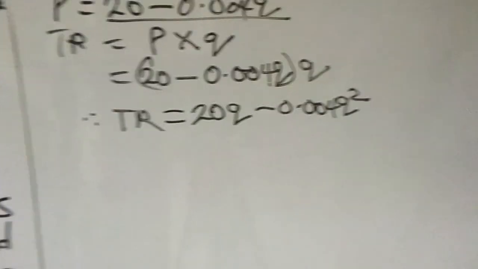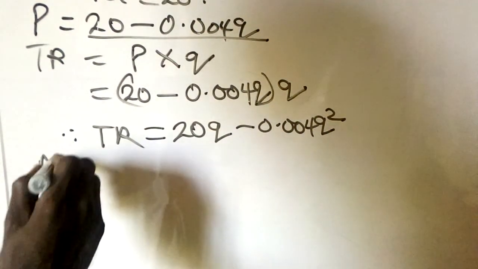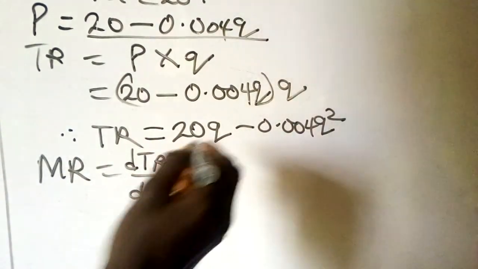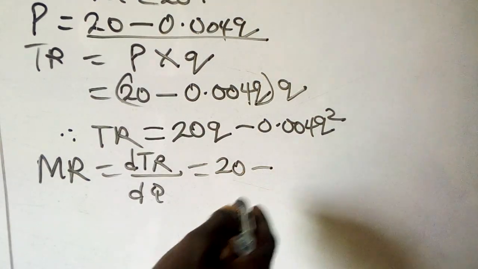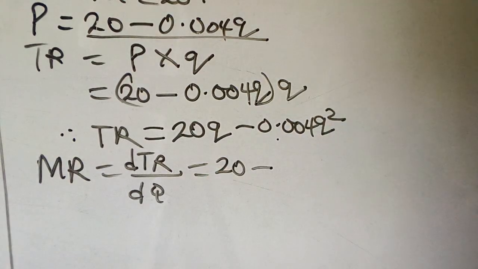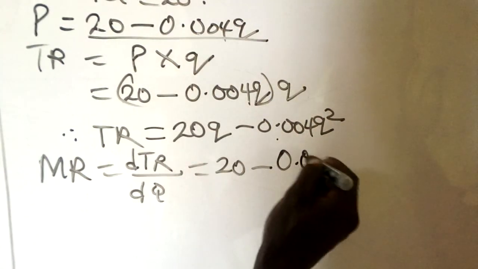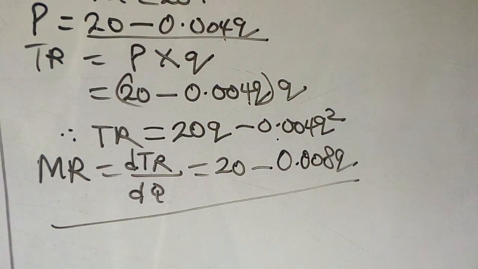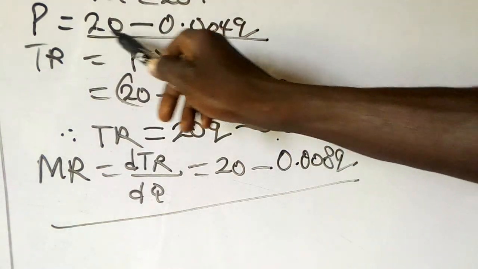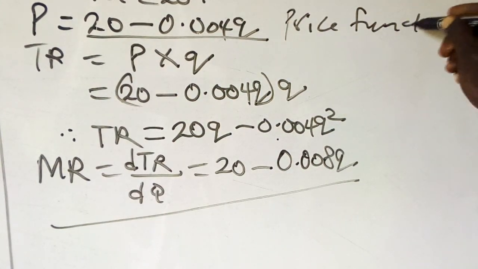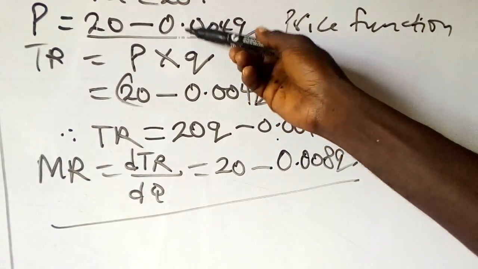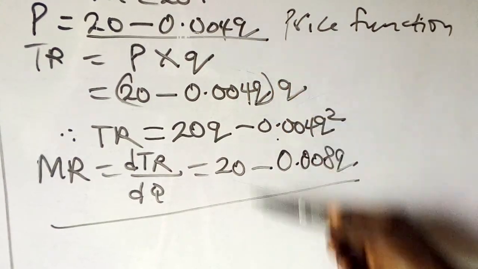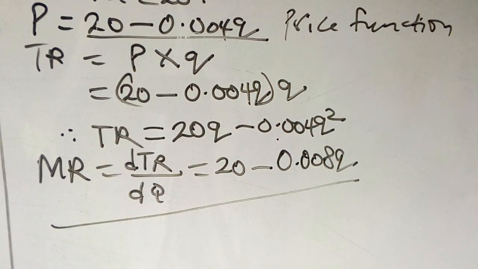The next thing is to determine the marginal revenue. I've told you that for marginal revenue, you differentiate the total revenue function. If you find the derivative of total revenue with respect to quantity, it will be 20 minus 0.008Q. So that is the marginal revenue. Alternatively, if you are not good at differentiating, just go back to the price function and multiply the coefficient of Q by 2. Marginal revenue equals 20 minus 0.008Q.